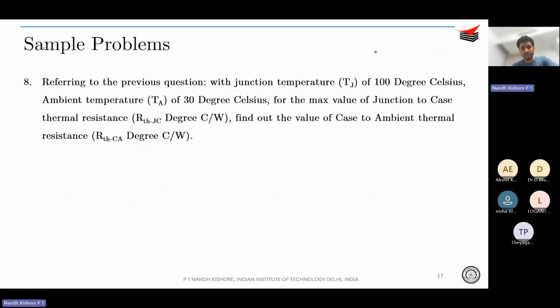Referring to the previous question, with junction temperature Tj of 100 degrees Celsius, ambient temperature of 30 degrees Celsius, for the maximum value of junction to case thermal resistance, find out the value of case to ambient thermal resistance. Okay. So in the previous question, that is IRF 840, what is the power loss that we obtained? 1.277 watts. So this is what we obtained as the power loss.